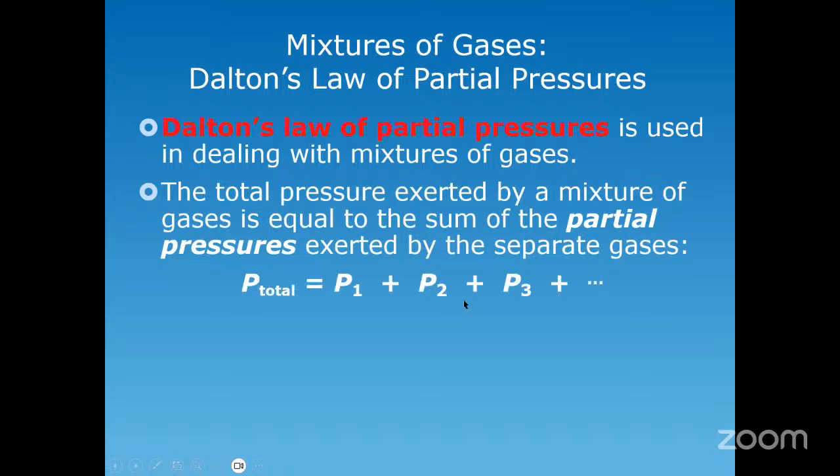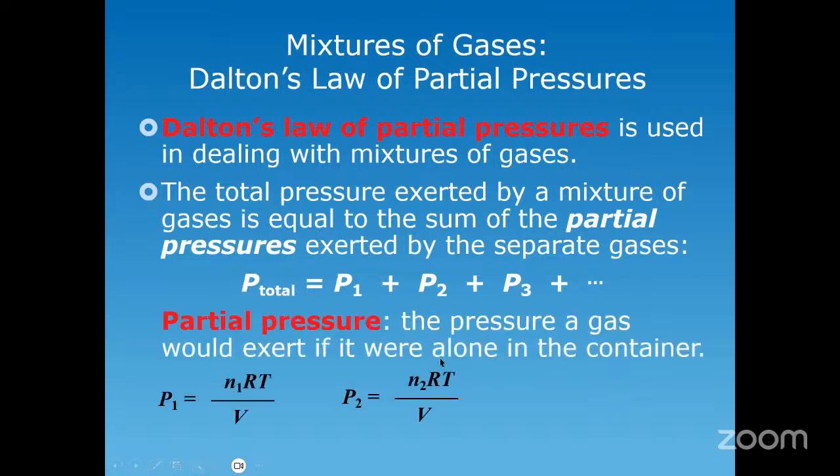P total, which is the total pressure of the gas mixture, is equal to P1 plus P2 plus P3, and so on. Whatever the number of gases in the mixture, adding them up in terms of their pressure will give you the total pressure of the mixture, all right? Now, the term partial pressure is referring to the pressure that a gas would have exerted by itself if it was the only gas present in a container, right?